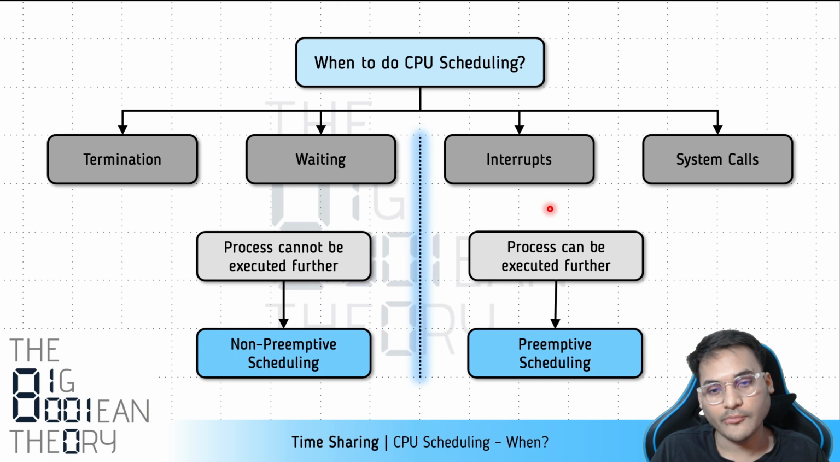And we also made a distinction between these two cases. If we are doing scheduling only in the first two cases, that is, in cases when the process can no longer execute further, that is called a non-preemptive scheduling approach. Whereas if we are doing scheduling in all of the cases, and to be specific, we are doing scheduling even if the process can execute further, that is known as a preemptive scheduling approach, right? So this was about the different scenarios in which the operating system can choose to do CPU scheduling.